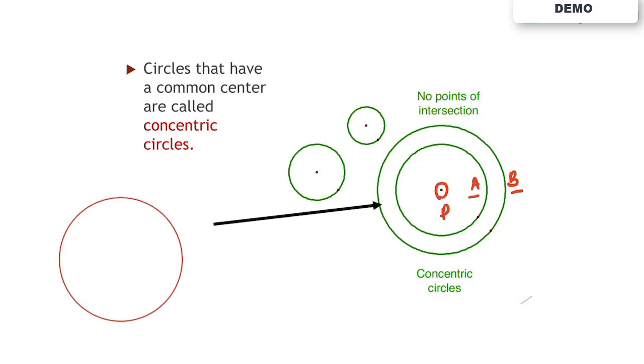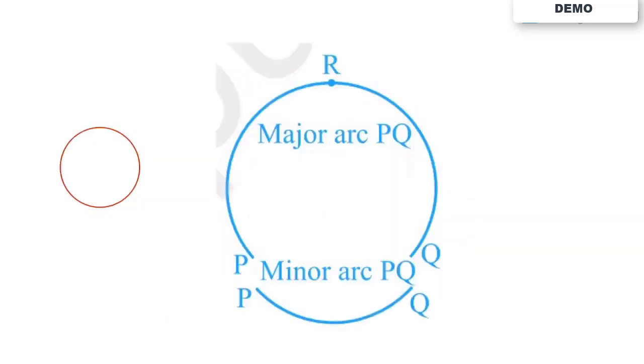Suppose I have drawn a circle and I have drawn again a circle. So this is the common center. Both the circles have a common center. That's why they are known as concentric circles. Now let's study about the arc.